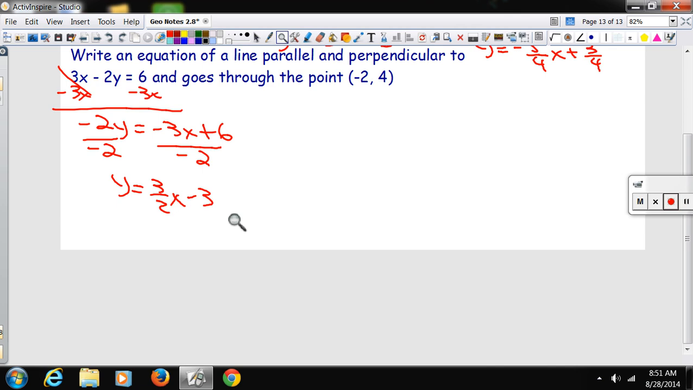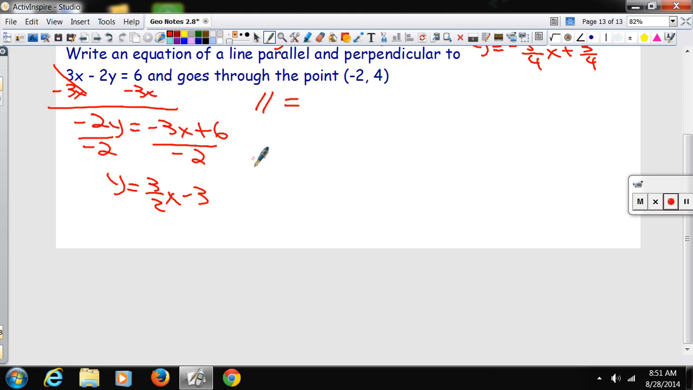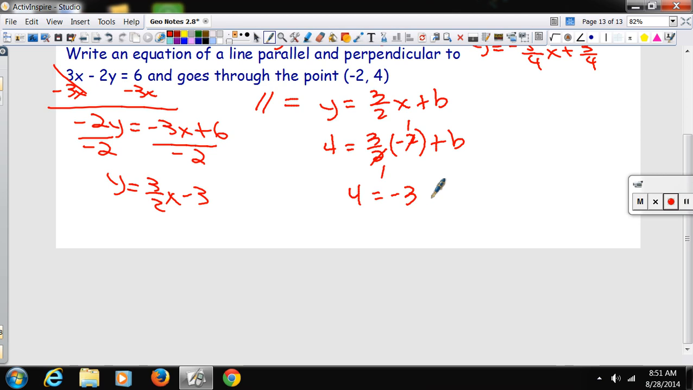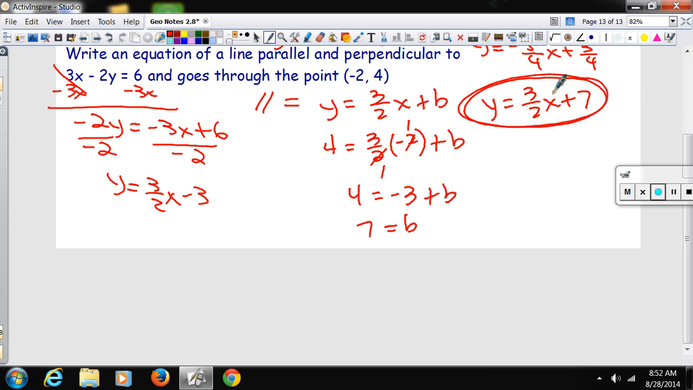So that would be our original equation. We want to find a parallel line, so we're going to use the same slope. So parallel would be y equals 3/2 x and then plus b. We don't know what b is yet. So we could use our point slope formula, or we could plug in x and y here and solve for b as well. So if I put in the 4 equals 3/2 times negative 2, we could cancel those pretty quick and get 4 equals negative 3 plus b, and you're going to get b is 7. Okay, so if I plug this in, you get y equals 3/2 x plus 7. That would be parallel. That would be our parallel line.